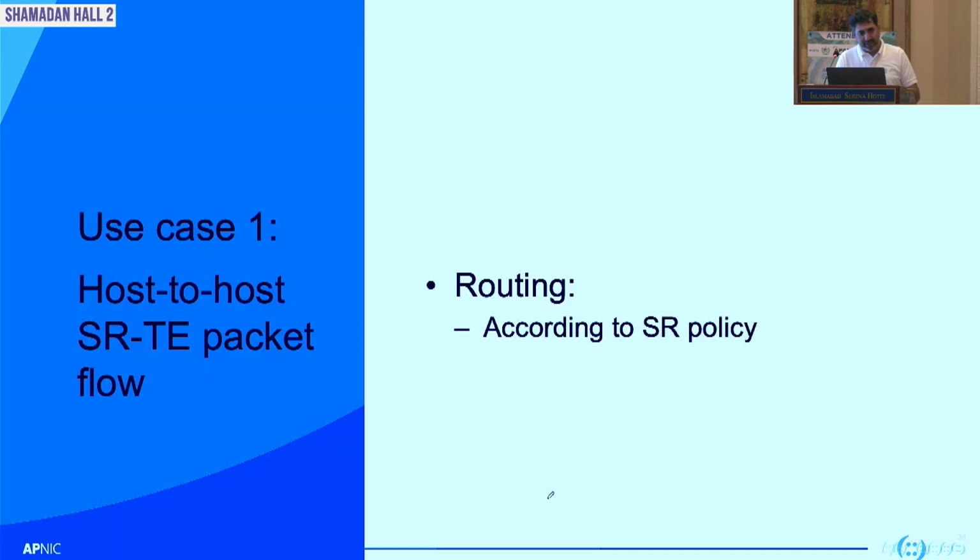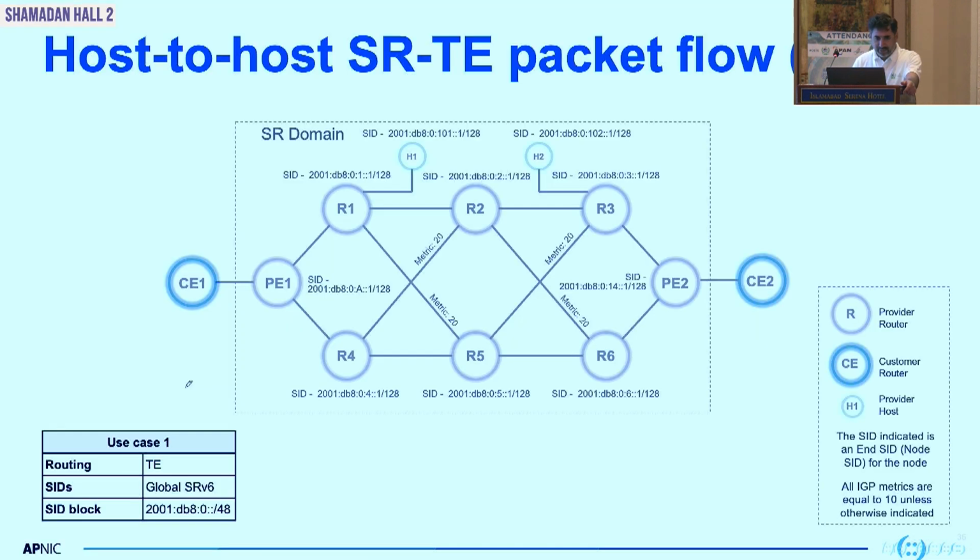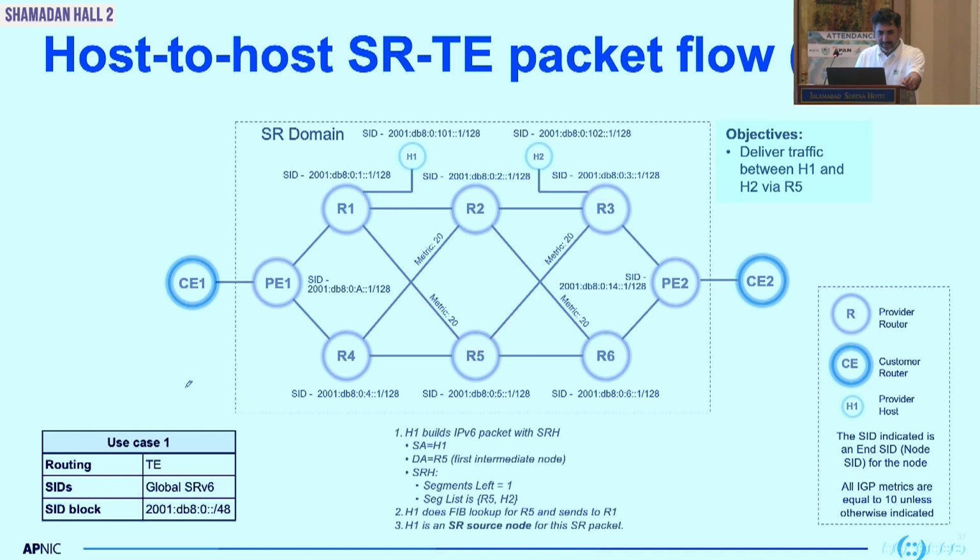So how does segment routing happen? We have one use case: how we can route a packet from host to host using segment routing traffic engineering, and what the packet flow will be. If our objective is to deliver traffic between host 1 and host 2 via router 5, what would be the list of segments?